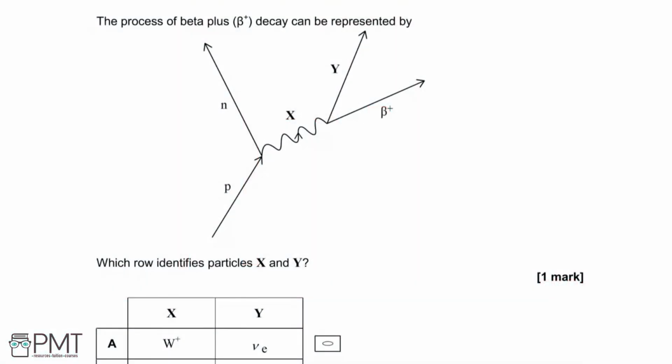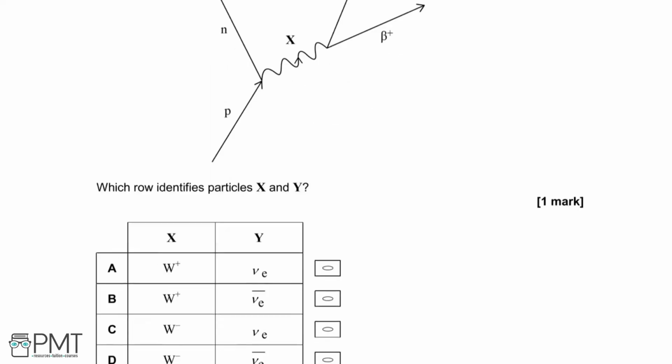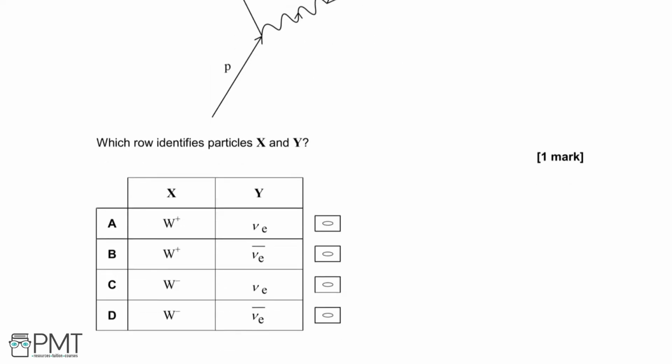The process of beta plus decay can be represented by this diagram. Which row identifies particles X and Y? Now what we've got here are, for particle X, it could be a W plus boson or a W minus boson, and for particle Y it could be an electron neutrino or an electron antineutrino. So let's have a look at the diagram again.